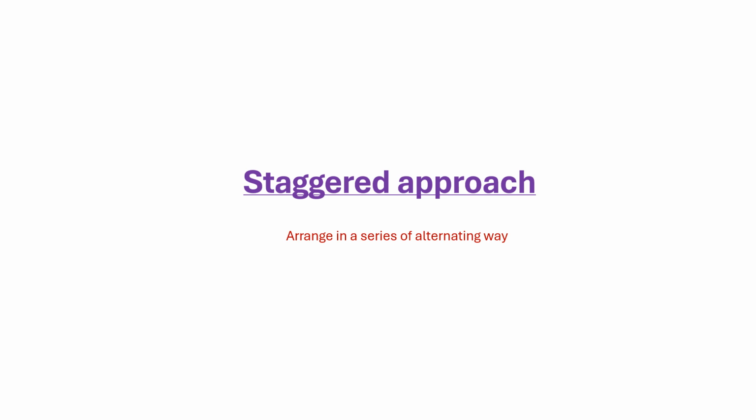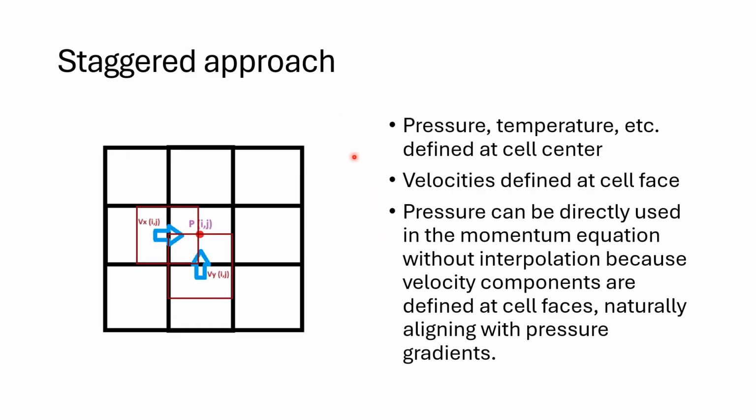Next comes the staggered approach. So what is a staggered approach? Arranging in a series of alternating ways. So let's see how it is arranged. Alternating means something is defined at the cell center and something is defined at the cell faces. Now this is going to solve our problem. We had a big problem in the collocated approach: the velocities were not defined at the cell face, rather they were defined at the cell center.